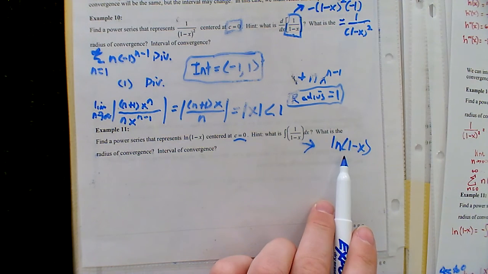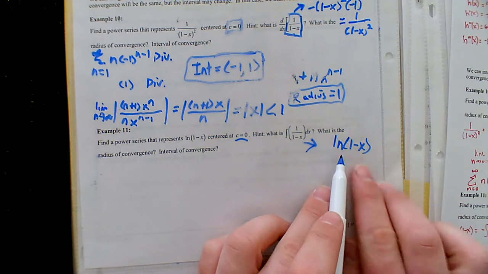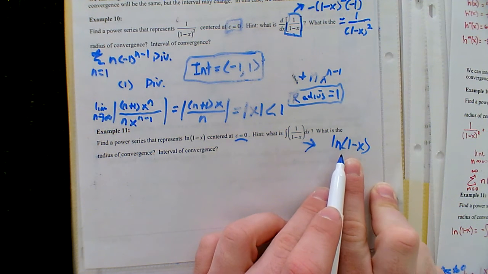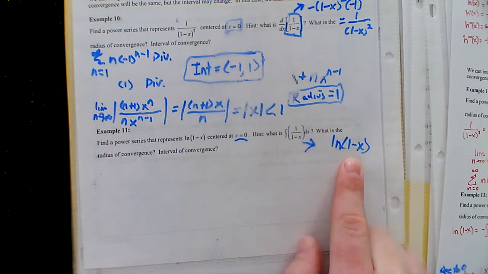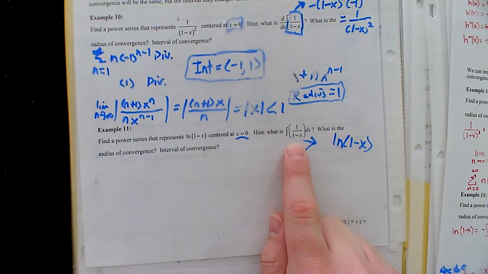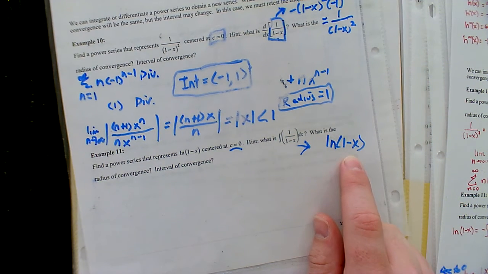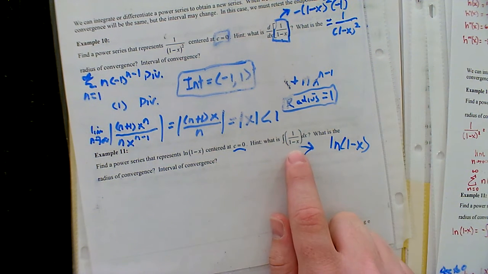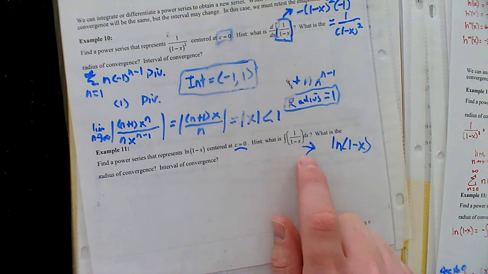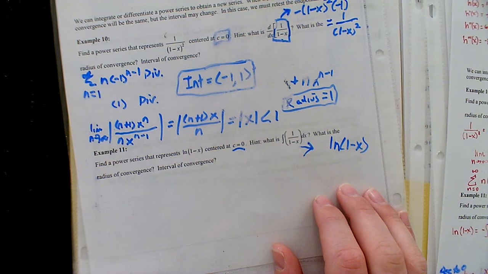If you are just given ln of 1 over x, if you take the derivative of this now, what is the derivative of this? Take the derivative of this, see if you get 1 over 1 minus x. Is that what you got? 1 over 1 minus x exactly when you take the derivative of that? It's not exactly what I got.